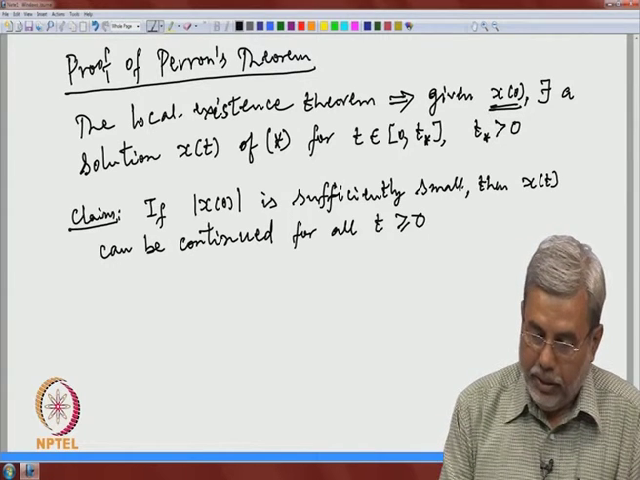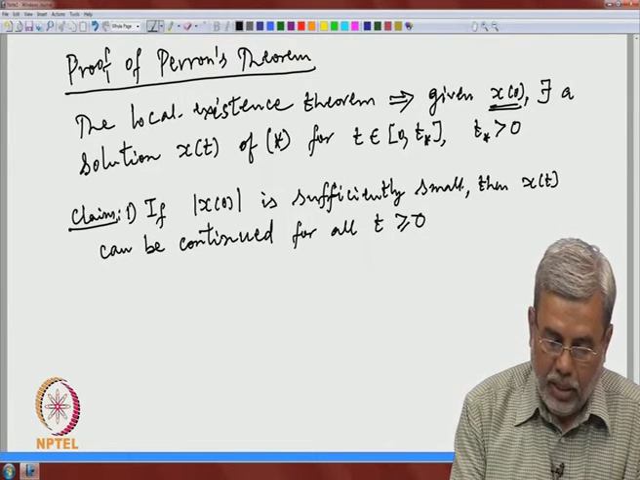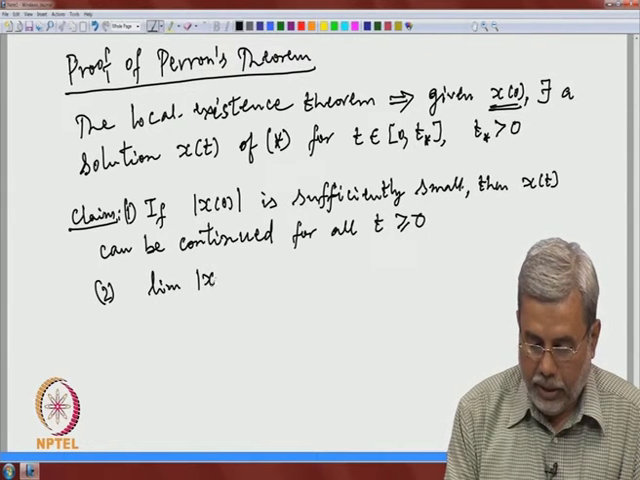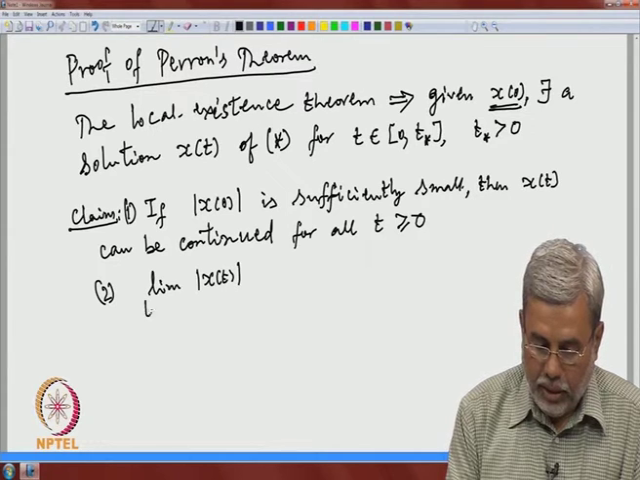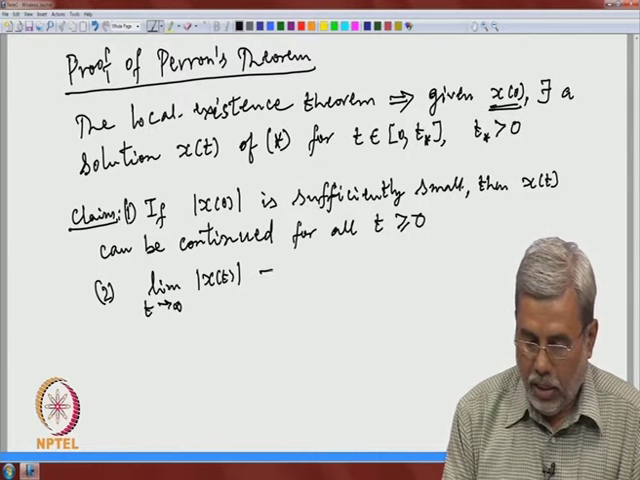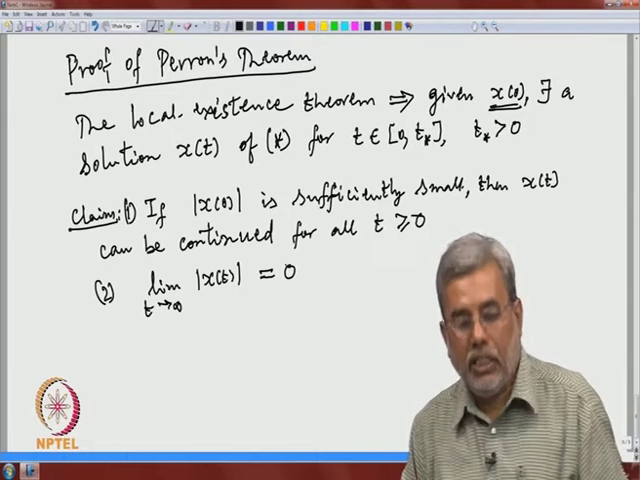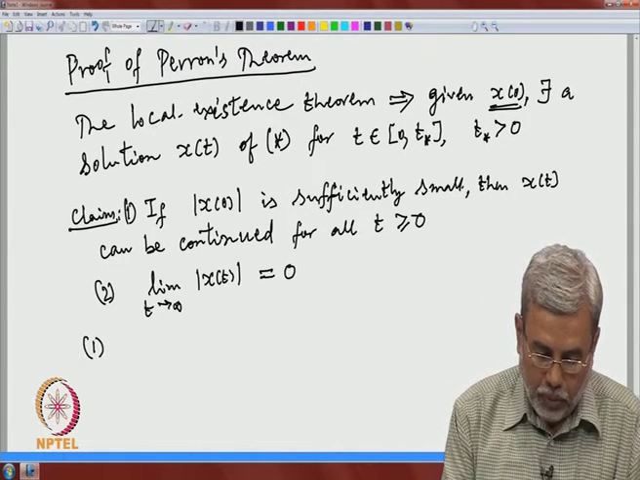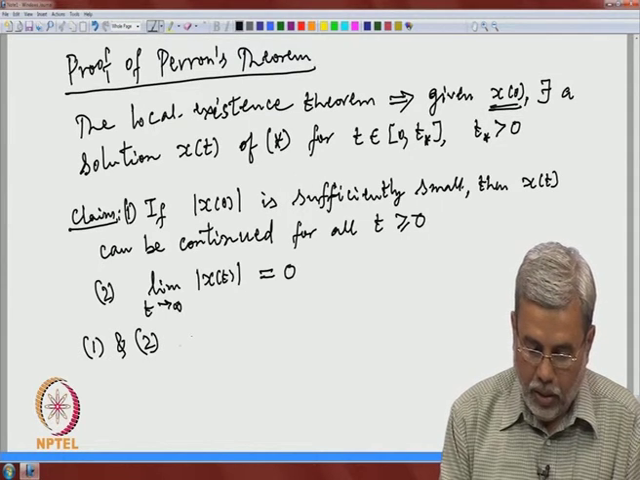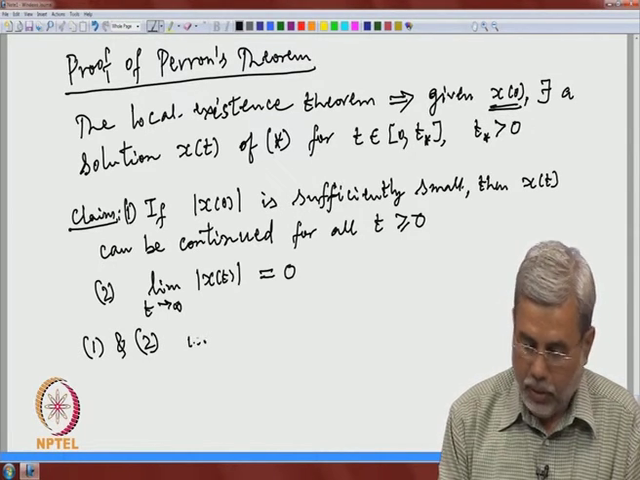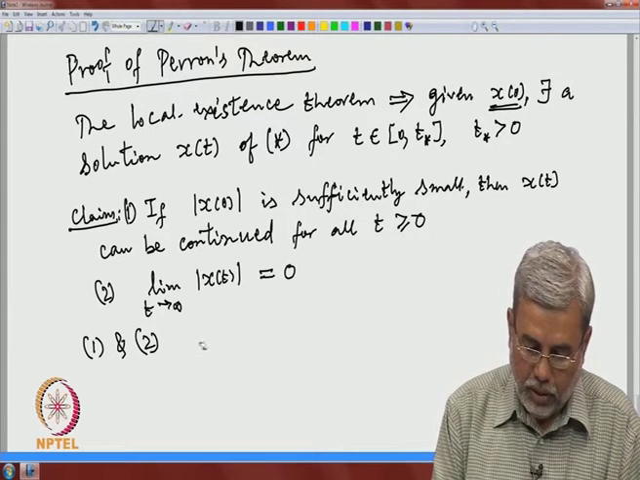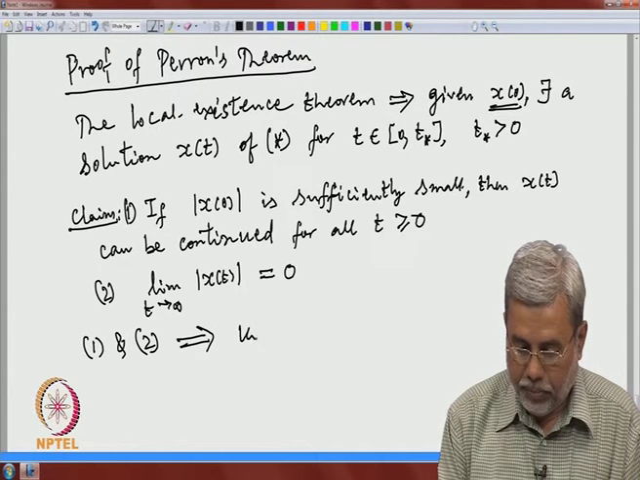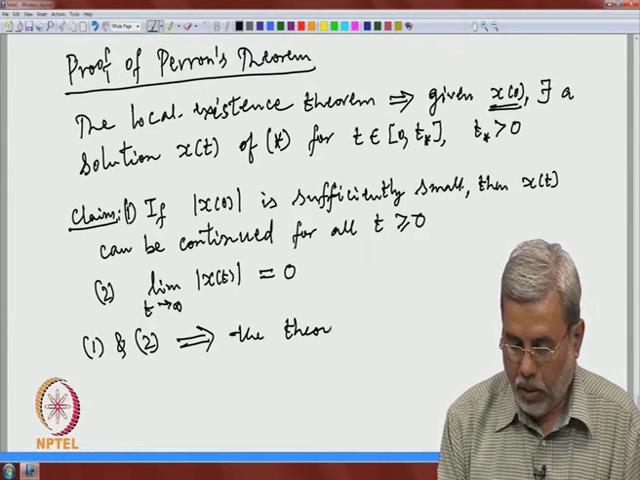And then 2: the limit of x(t) as t tends to infinity equals 0. So, both these things prove the result. So, 1 and 2 imply the theorem.